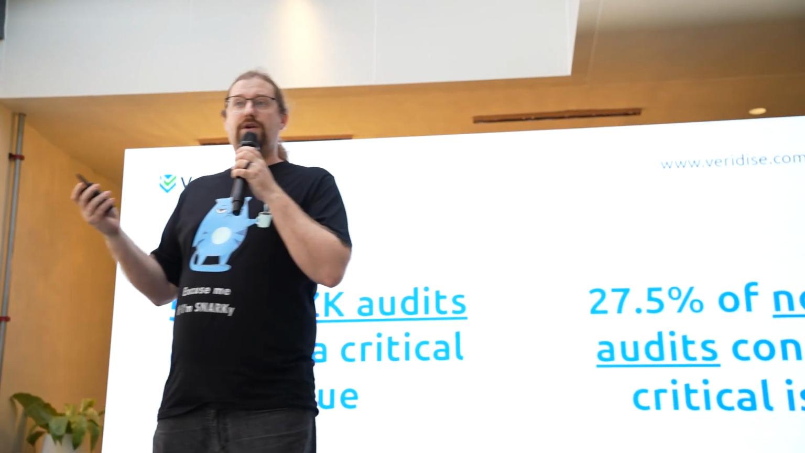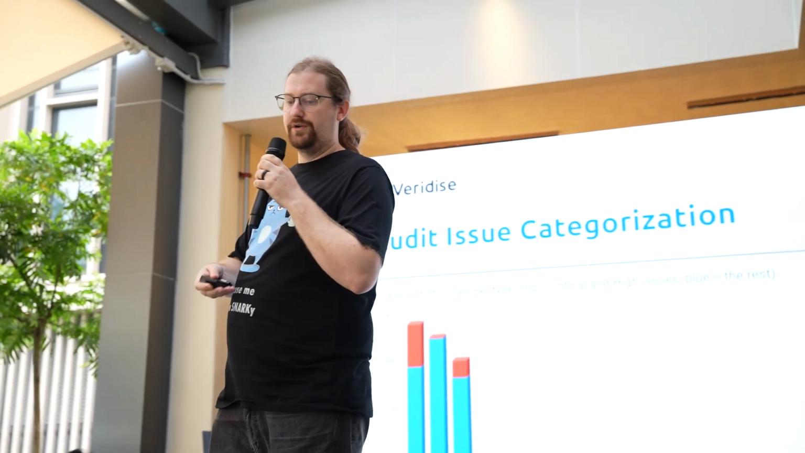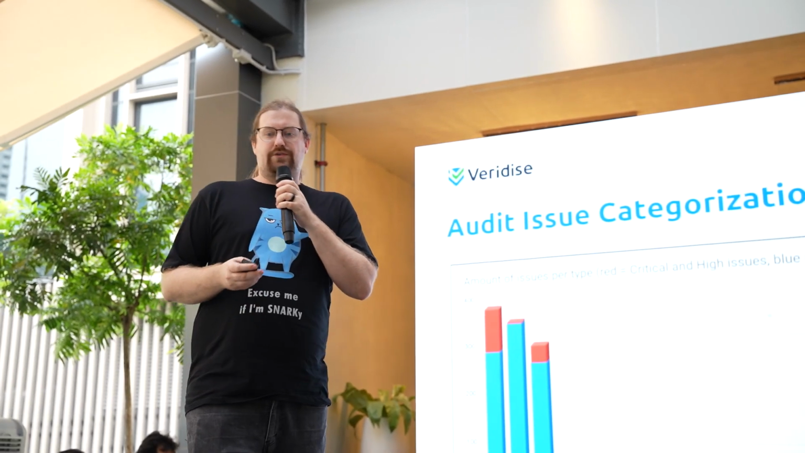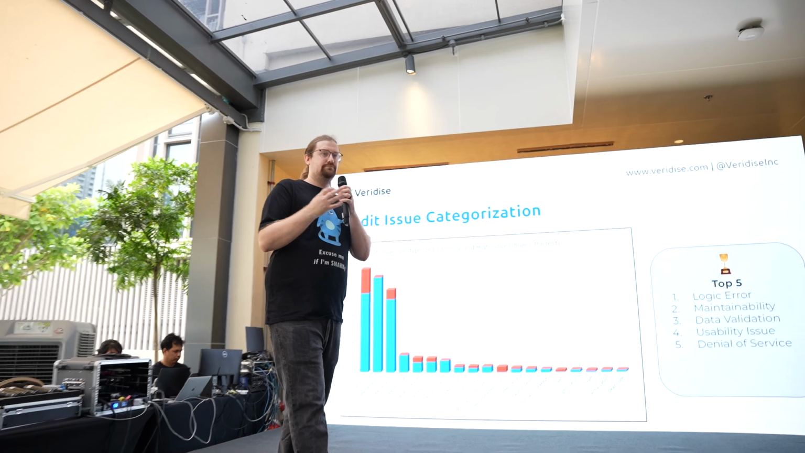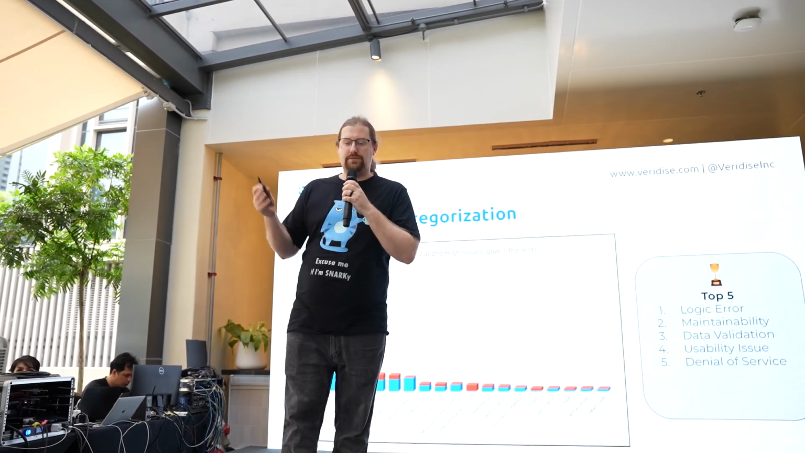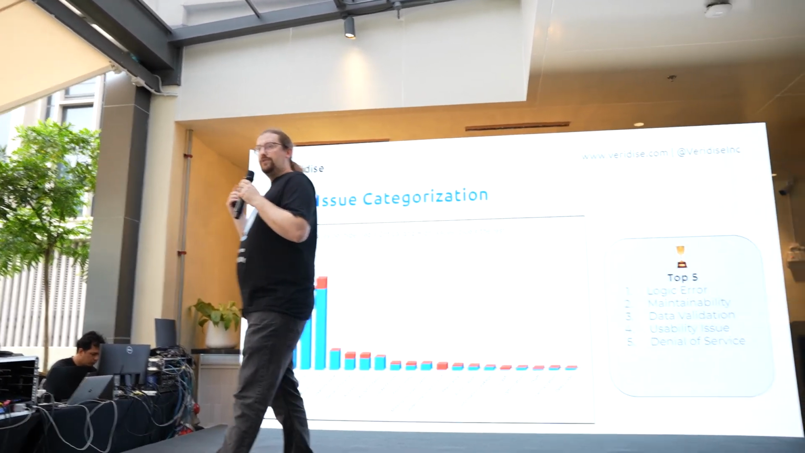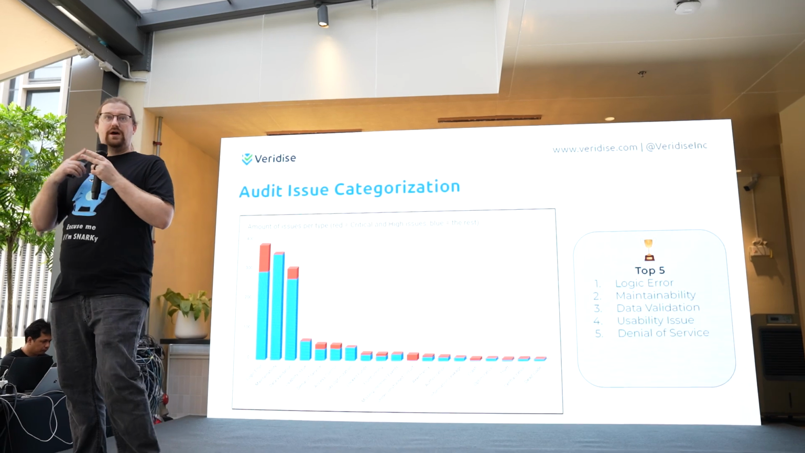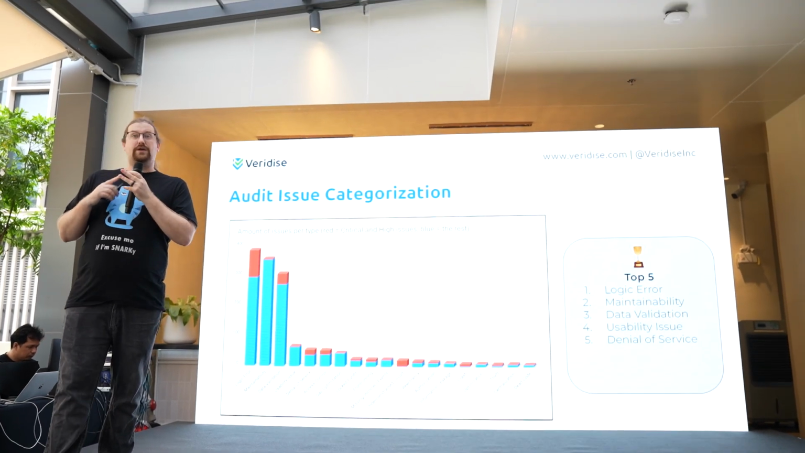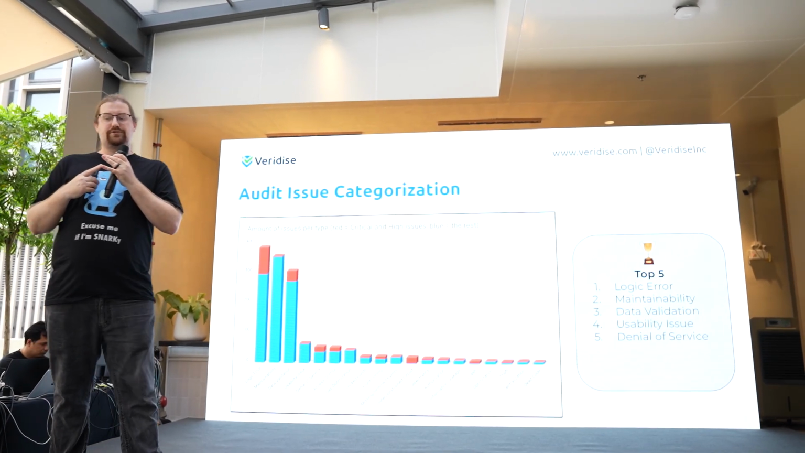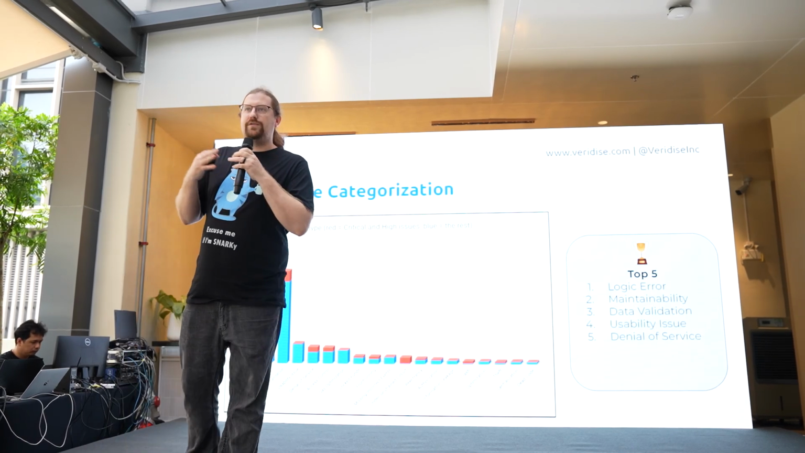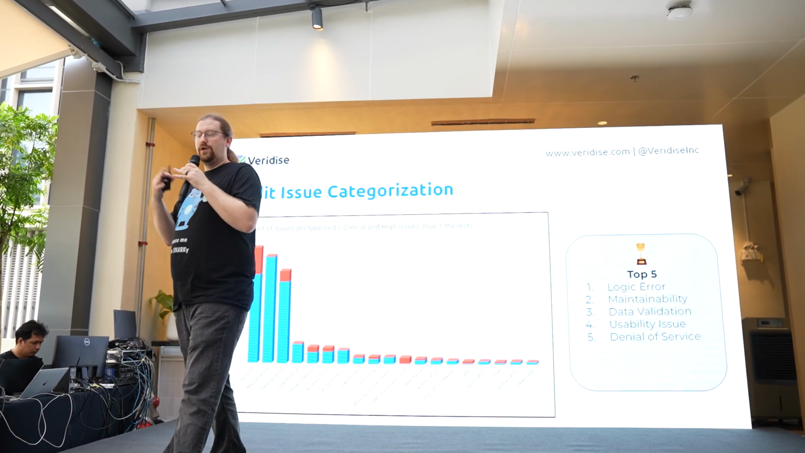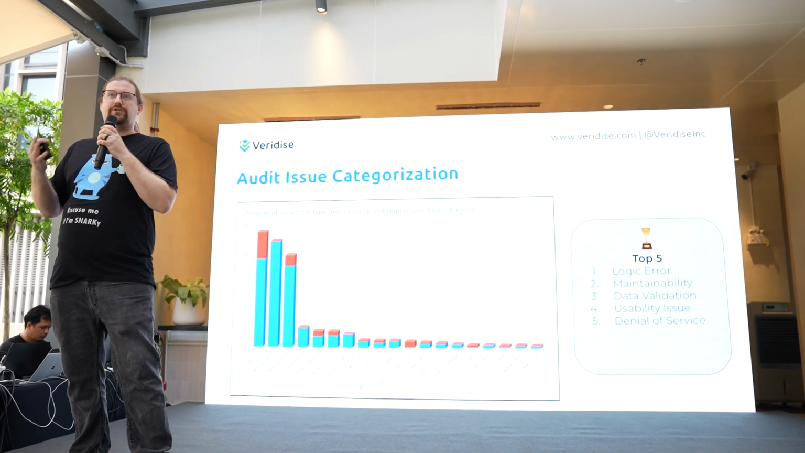Right now, let's go ahead and take a look at some more of the data that we gathered from all of these 100 audits. So first of all, we can take a look at the types of issues that we generally find when we're auditing. And so the top 5 issues that we tend to find are logic errors, maintainability issues, data validation errors, usability issues, and denial of service problems. And so of these, by far the most common issue is logical errors.